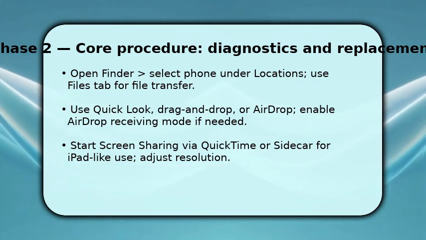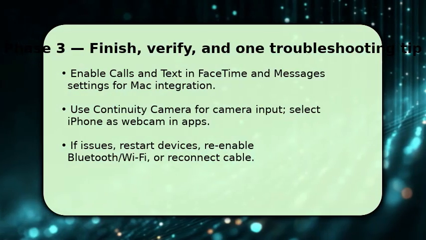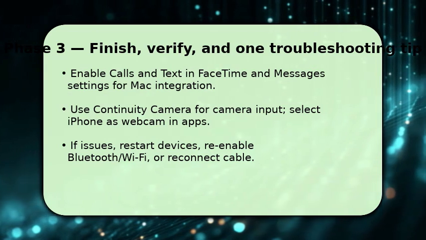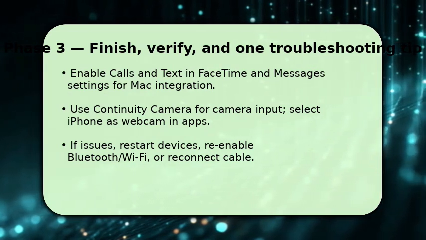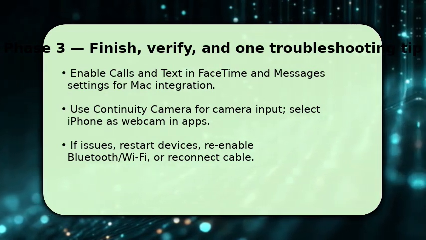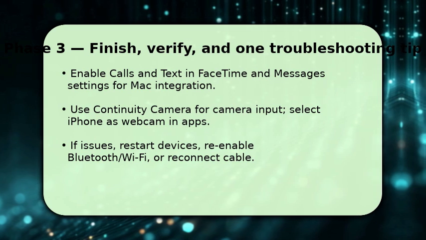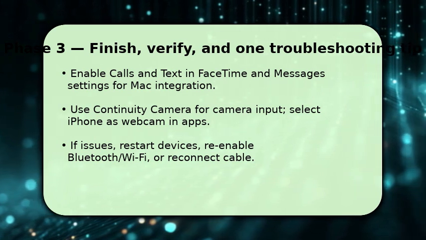Finish by enabling continuity features for a full phone-on-Mac experience. Turn on Calls from iPhone in FaceTime settings and enable Text Message Forwarding and Messages. Now you can place and receive calls or send SMS from the Mac.